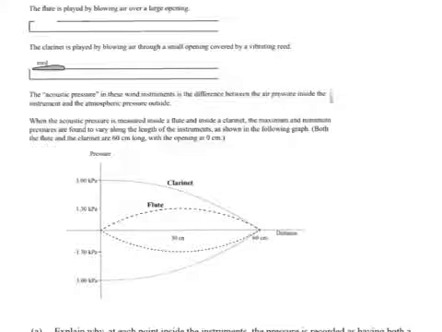So for instance, in this question here, we have the flute being played by blowing air over a large opening at the left-hand side of the end there. And then we've got a clarinet, which is also played by blowing air over an opening. It's a small opening and it's covered by a vibrating reed, similar to a saxophone and other reed instruments.